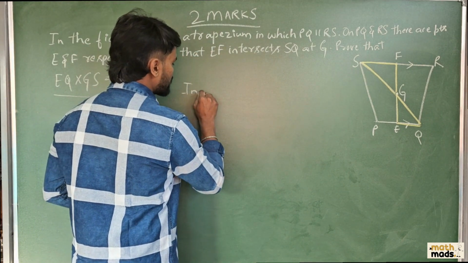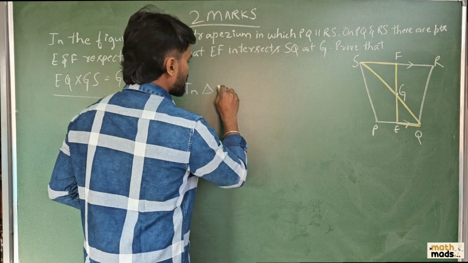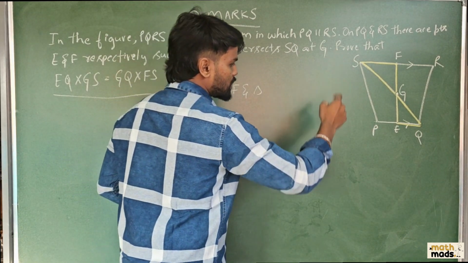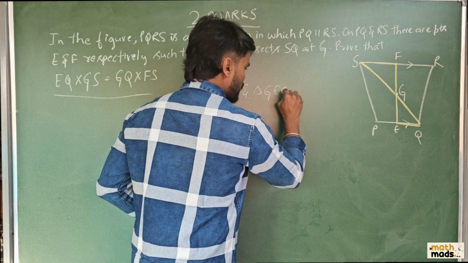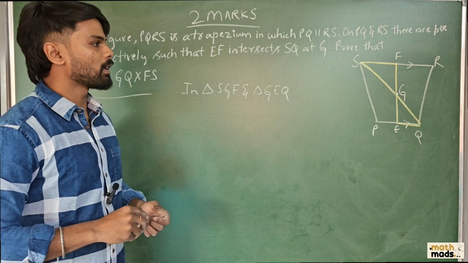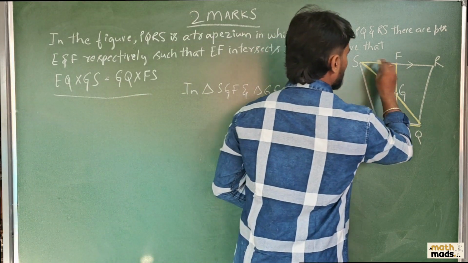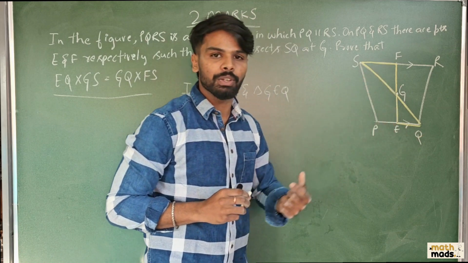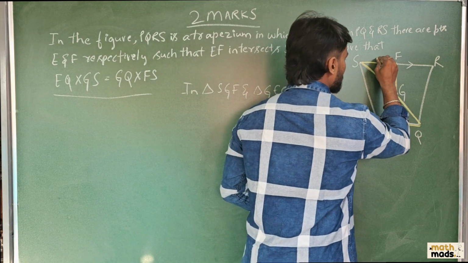In triangle SGF and triangle GEQ, I don't know yet whether they are similar or not. Let me try to prove whether they are similar. As soon as you see parallel here, so RS is parallel to PQ, don't you think SF will be parallel to EQ? Okay, I can consider them as parallel.